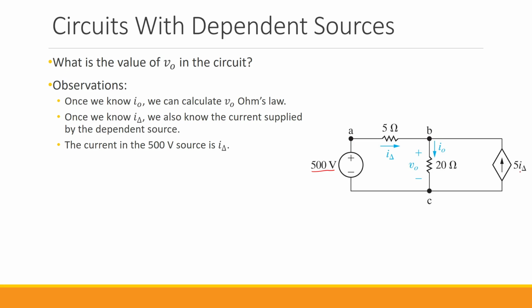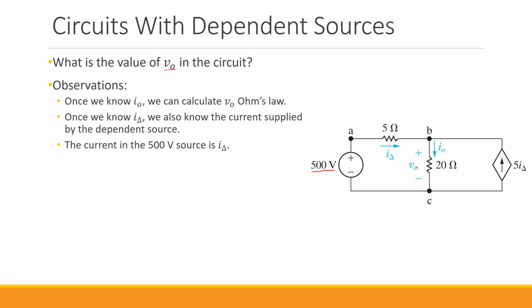So what is I delta? Based on the specifications of the problem, it is specified that I delta is the current that goes through this 5 ohm resistor in this direction. So what we want to find here is the value for VO, basically the voltage across this 20 ohm resistor.